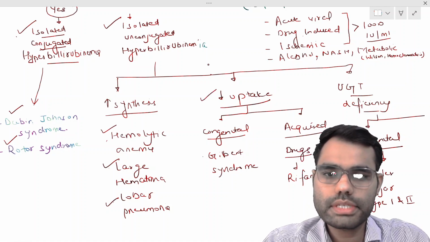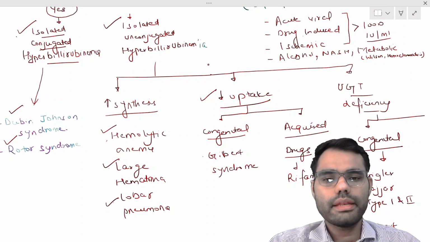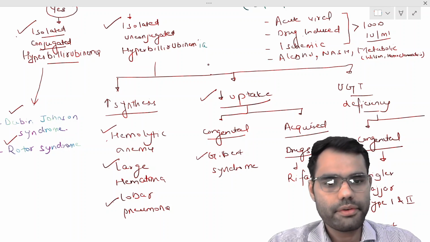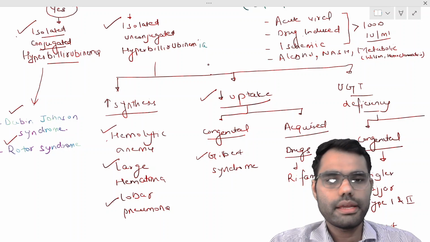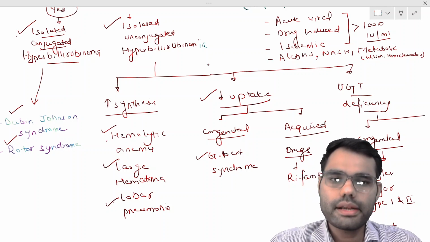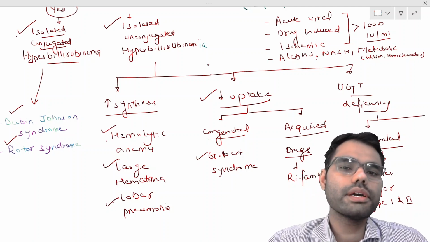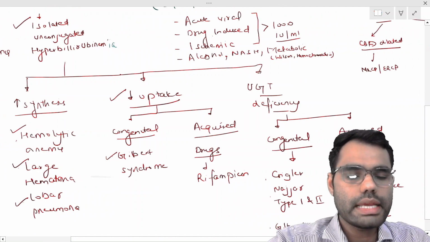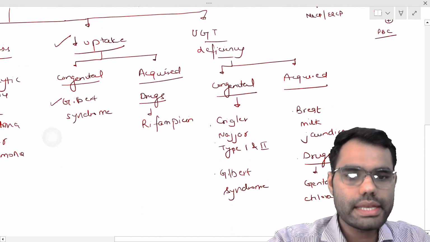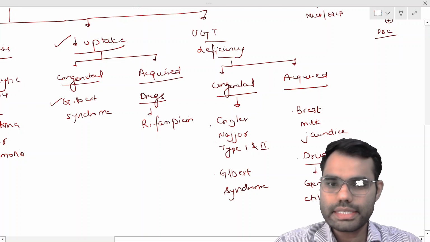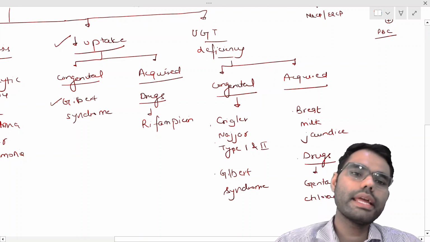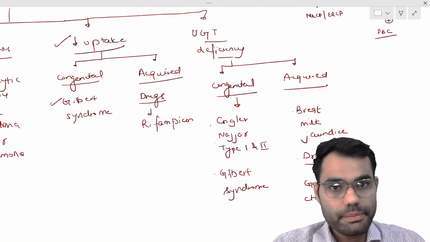Next, there could be reduced uptake in the liver. That can happen in Gilbert syndrome or it could be acquired due to drugs like rifampicin, causing decreased uptake in the liver. Third, it could be because of a UGT enzyme deficiency, which is the enzyme causing conjugation of bilirubin. This enzyme deficiency can again be congenital in Crigler-Najjar type 1, Crigler-Najjar type 2 and Gilbert syndrome, and it can be acquired in breast milk jaundice.